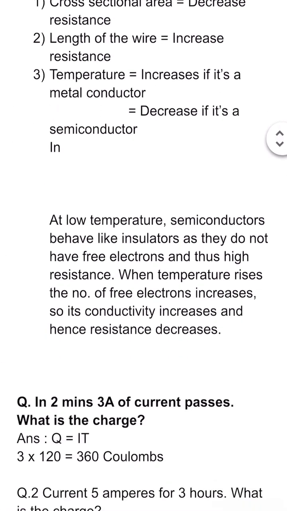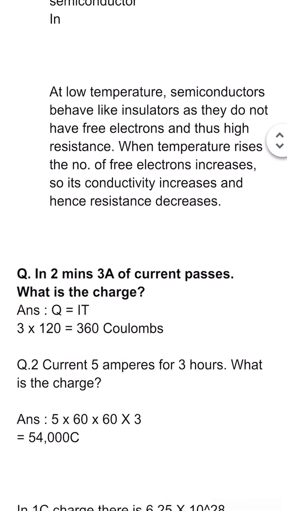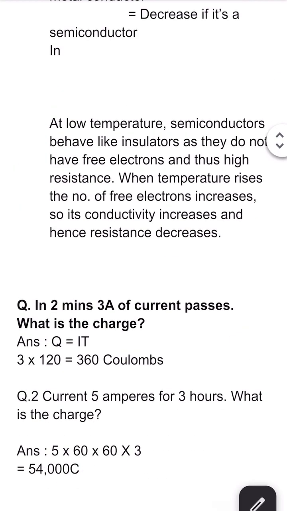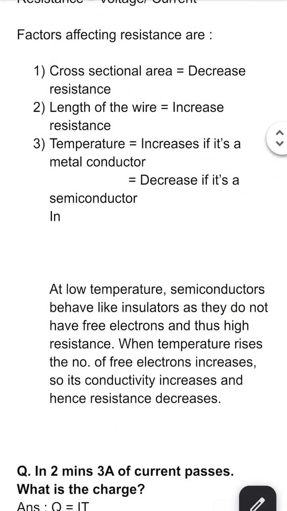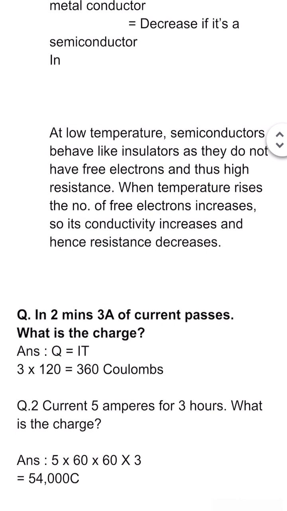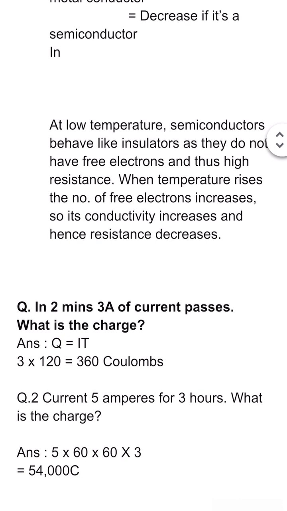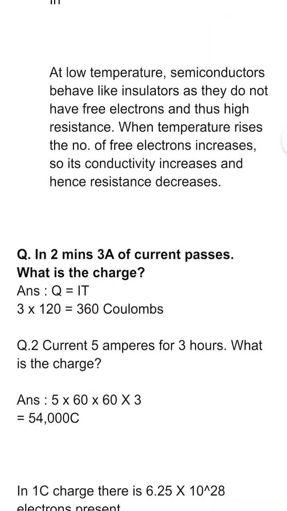All right, next up, we have to know more: the length of the wire. If you increase the length of the wire, it will increase resistance. Temperature will increase resistance if it's a metal conductor, and it will decrease it if it's a semiconductor. And remember, at low temperature, semiconductors behave like insulators, as they do not have free electrons and thus have high resistance. When the temperature rises, the number of free electrons increases, so conductivity increases.